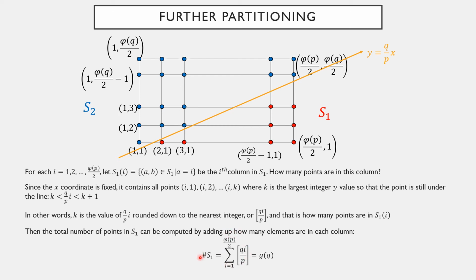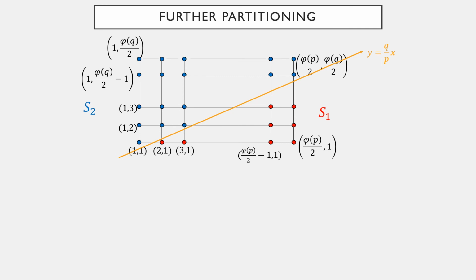On the one hand, that's how many points are in the red set. On the other hand, this is exactly g of q from Eisenstein's lemma. So the number of points below the line is exactly the g of q from Eisenstein's lemma. So the same picture we've had over and over.